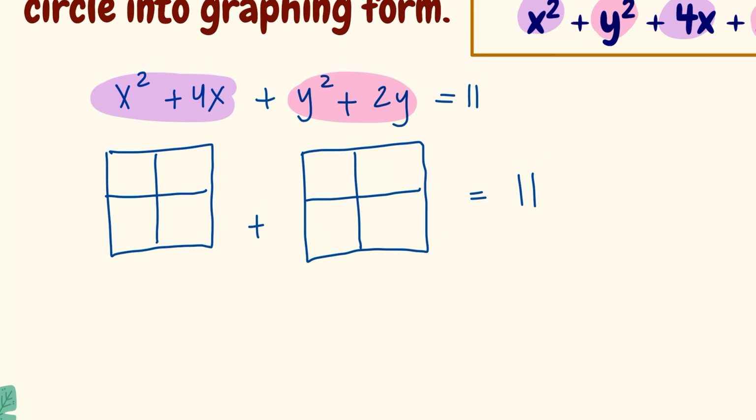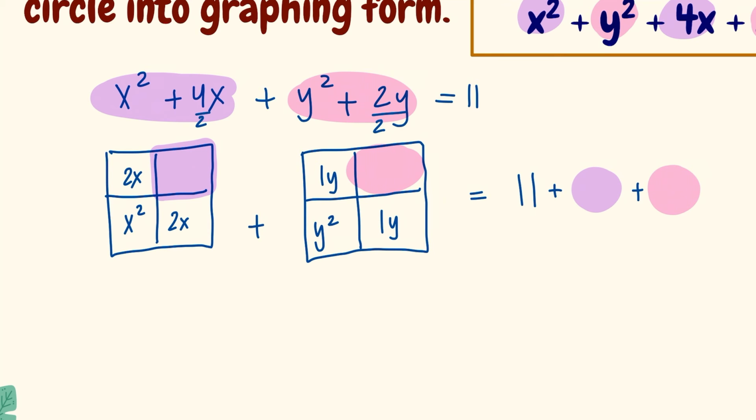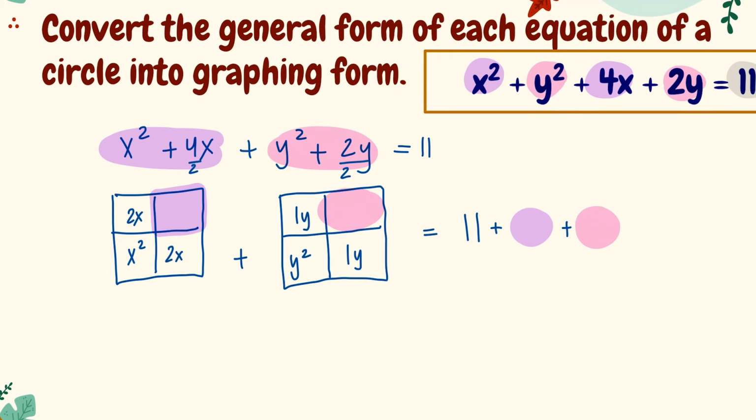Okay, so let me just show you where everything goes. The x squared goes here. And I'm going to split the 4x in half to get 2x and 2x, okay? So the y squared goes here. I'm going to split the 2y in half to get 1y and 1y. And then we are going to eventually complete the square and then add it to the other side, and then complete the other square, and then add it to the other side. Okay, so similar process that we've done before, except now we just have another box to do.